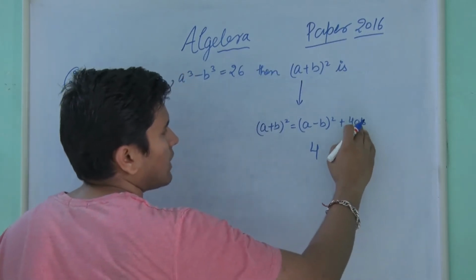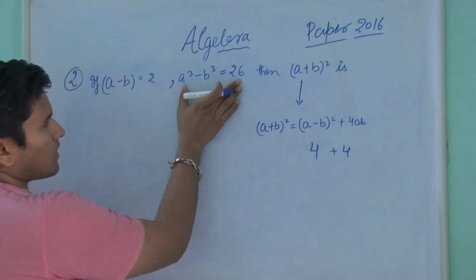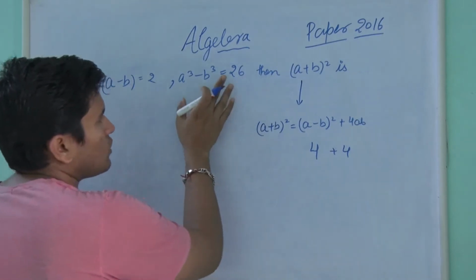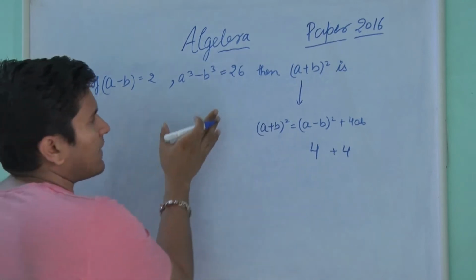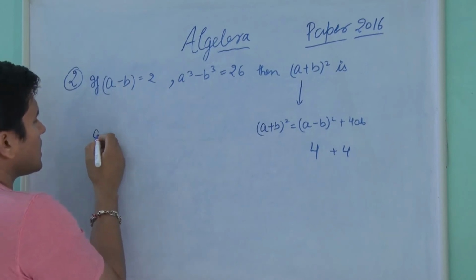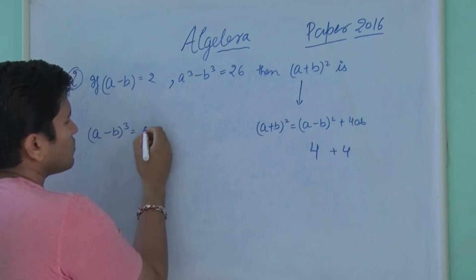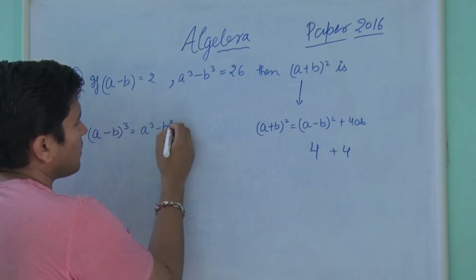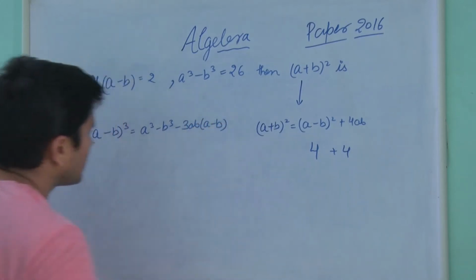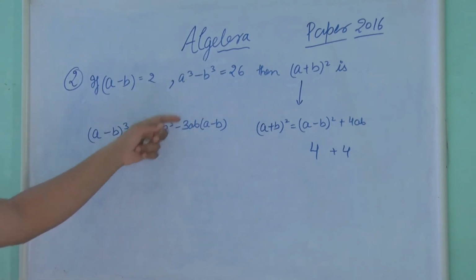Now we have to find out the value of ab. We are given another condition, a cube minus b cube equals 26. With this equation, keep in mind that we have discussed the identities of this. This type of equation comes out when we discuss (a minus b) whole cube equals a cube minus b cube minus 3ab(a minus b). So this equation is similar, as we have this part in this equation.